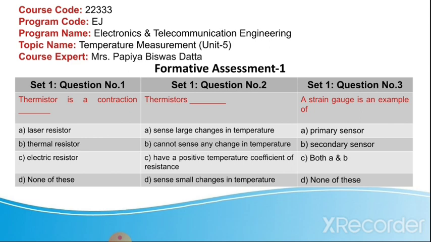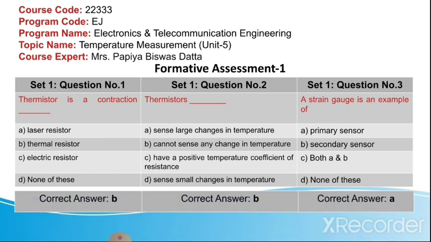I hope you got the answer. So thermistor is a contraction of thermal resistor. Thermistors can sense change in temperature. A strain gauge is an example of a primary sensor.